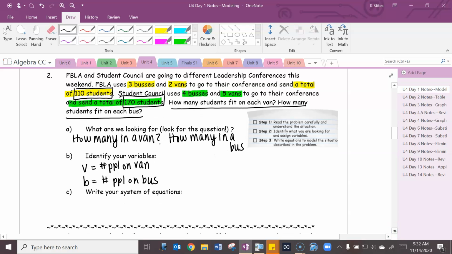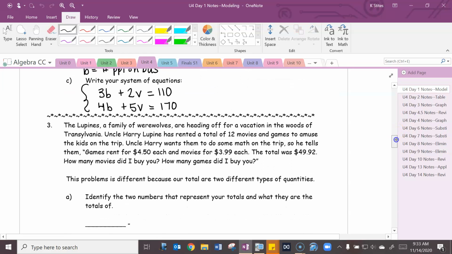Now I'm just going to look at each situation. FBLA uses 3 buses, so that's a 3B, and 2 vans, that's a 2V, and it's equal to your total, and your total was 110 students. That's your first equation. Student council uses 4 buses, 4B, and 5 vans, 5V, and their total is 170. And there you go. That's your system of equations. Again, we will learn how to start solving these tomorrow.